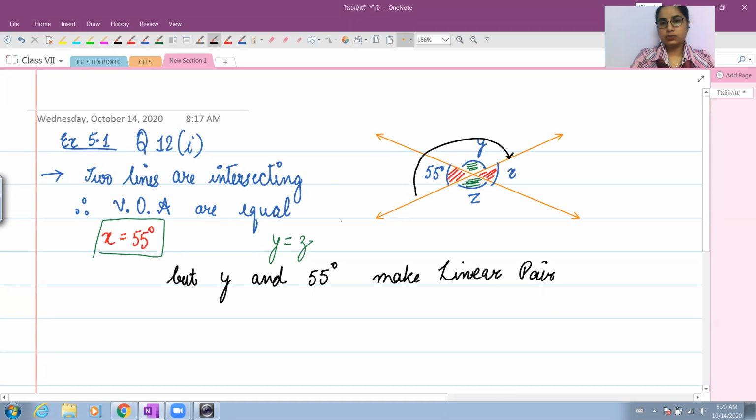I have taken this one. If I name the line, this is L. Let us say this is M. So मैंने L ली है. L के ऊपर दो angles बन रहे हैं.